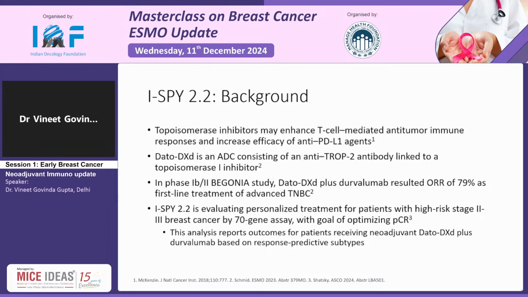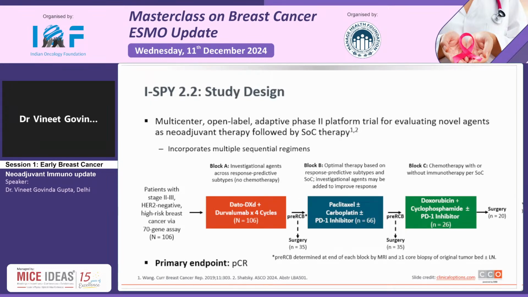So very interesting, these I-SPY series of studies are mainly intended to look at very early efficacy signals with novel drug therapeutics, and the goal is to direct future lines of research. So this is the study design of I-SPY 2.2. All these studies are complex, but all of them give very important answers, which will help in designing future phase 3 studies. So this is an adaptive phase 2 trial.